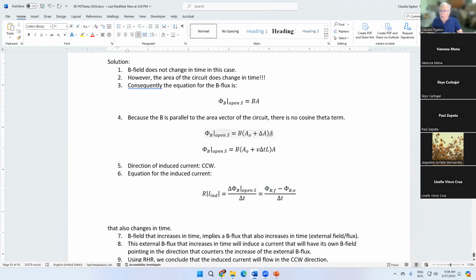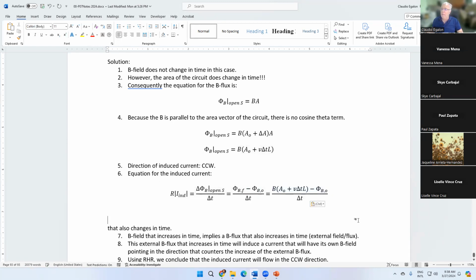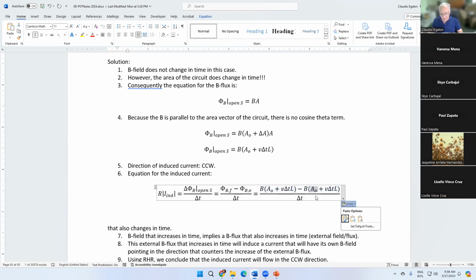Why is this A here? This A is not supposed to be there. And then we go ahead using the equation for the final and the initial. Final magnetic flux is this one that you see right here. Initial magnetic flux is this one here without the v delta t L term, okay? Just this A naught that you see right here.